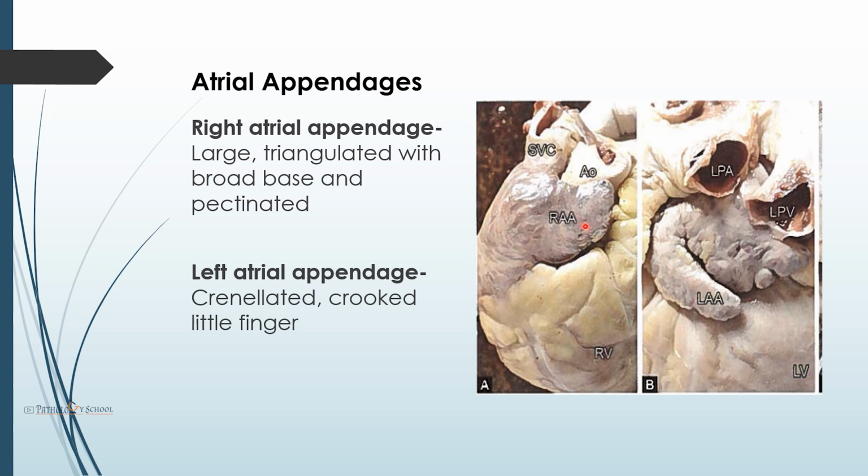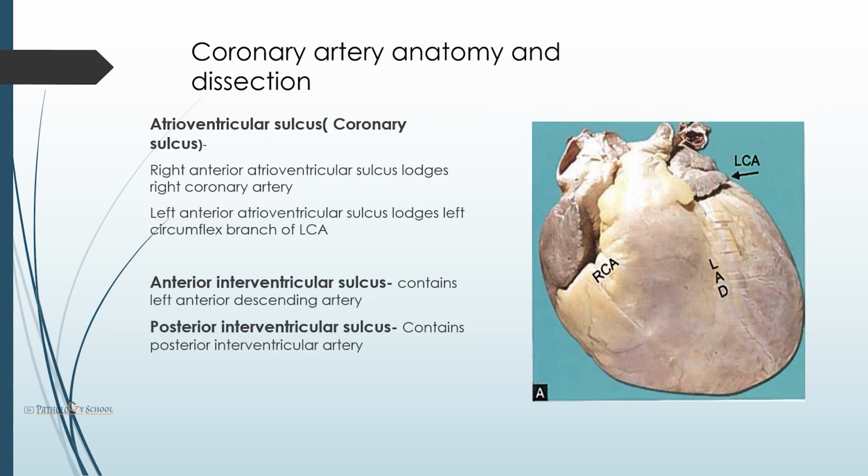Atrial appendages. The right atrial appendage is large, triangular with a broad base, and it is pectinated. The left atrial appendage is crenellated and like a crooked little finger.